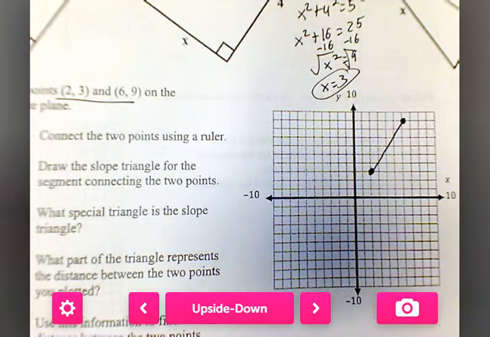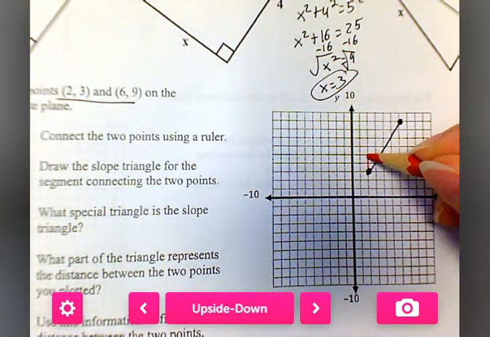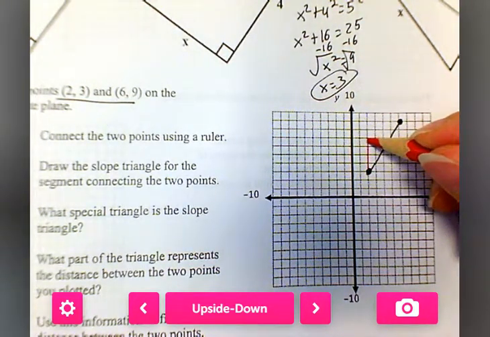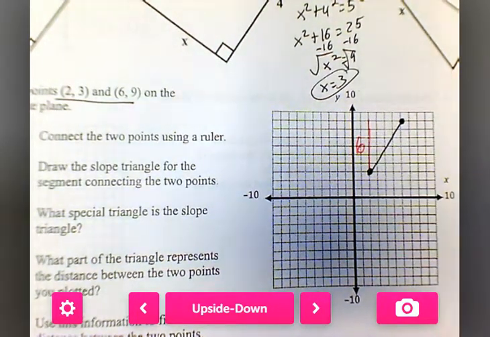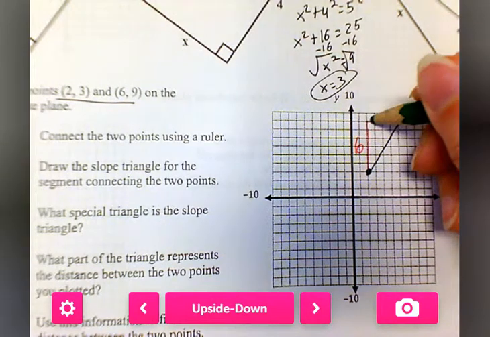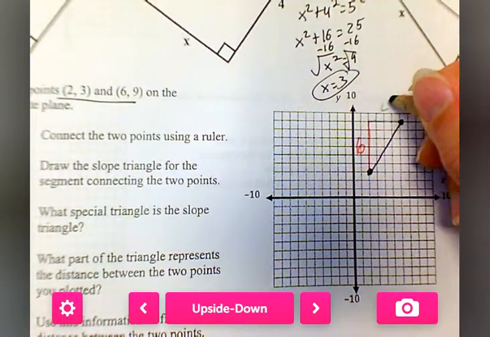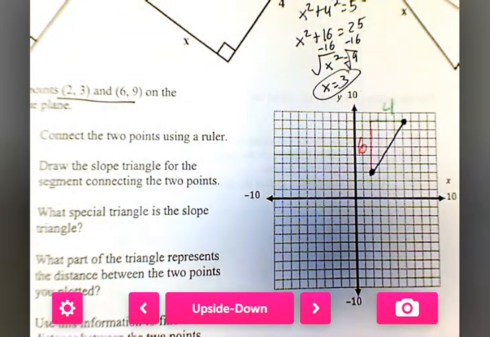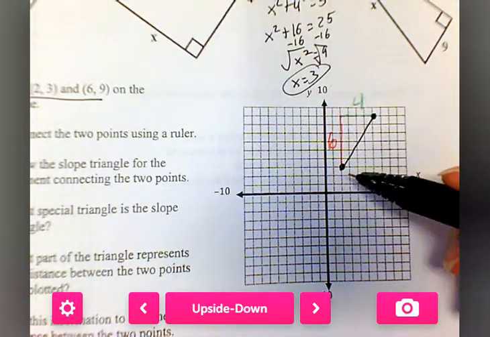I'm going to pull out my handy-dandy colored pencils so it's easier for you guys to see. And I'm going to go up 1, 2, 3, 4, 5, 6. And I'm going to go over 1, 2, 3, 4. Okay? Do you guys see that we have a right triangle right there? Yeah? You see that this is a right triangle? This is the hypotenuse, correct? So that's my C. Okay?